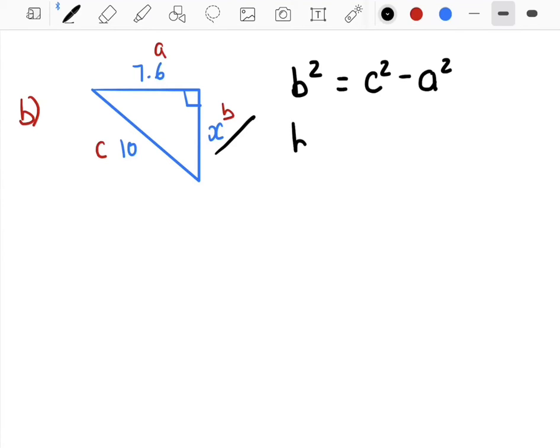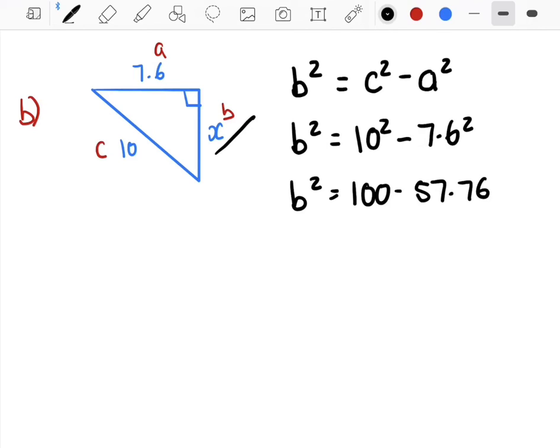Now I'll substitute in my numbers. We're going to have 10 squared, the biggest number, take away 7.6 squared, which is the smallest number. Evaluating those, 10 squared is 100 and 7.6 squared is 57.76. I don't know that off by heart, I've just done it in a calculator. Now we do our subtraction. B squared equals 100 take away 57.76, which gives 42.24.